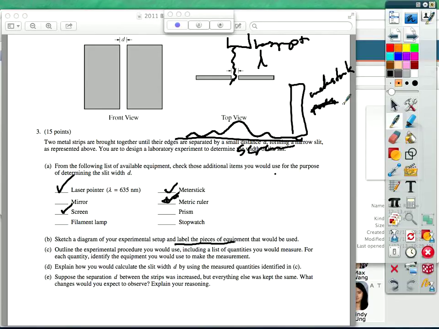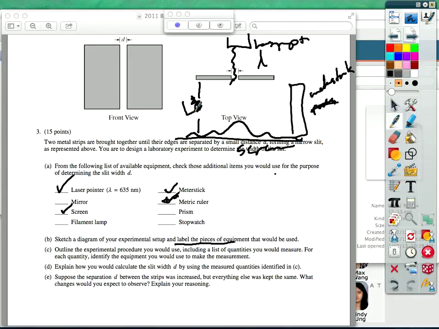Then outline the experimental procedure you would use, including a list of quantities that you would measure. So obviously, we're just going to measure D, right? We're going to put this laser pointer through there and then adjust the length until we get an image. But wouldn't the D conflict with the D we're trying to measure? Sorry, I just went to D as distance in my head. Let's say L. I think in the equation that's L. Yeah, L for length. Good point, Max.